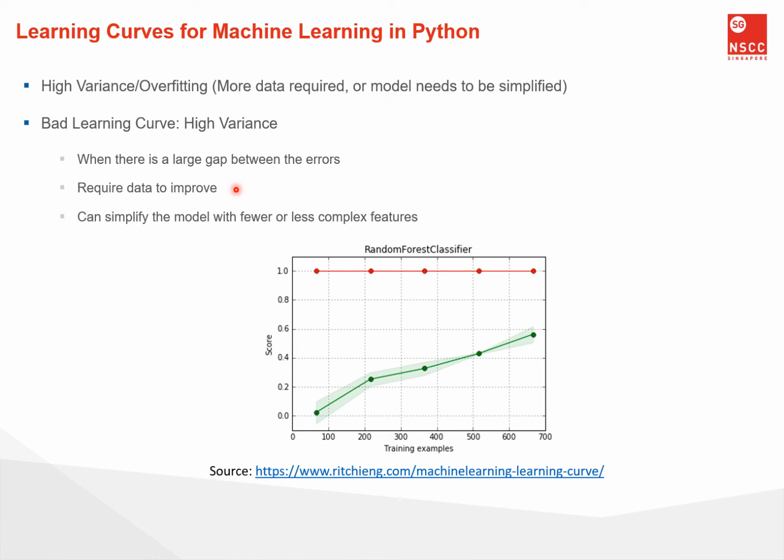There's a gap between the two, and we require more data to improve, or we can try to simplify the model and drop some unnecessary features so that the model complexity drops. In accordance with the bias variance trade-off, when the model is in the overfitting region, reducing the model complexity will bring it into the right fitting region. So you can see that the learning curve is quite useful. We can diagnose various types of situations.